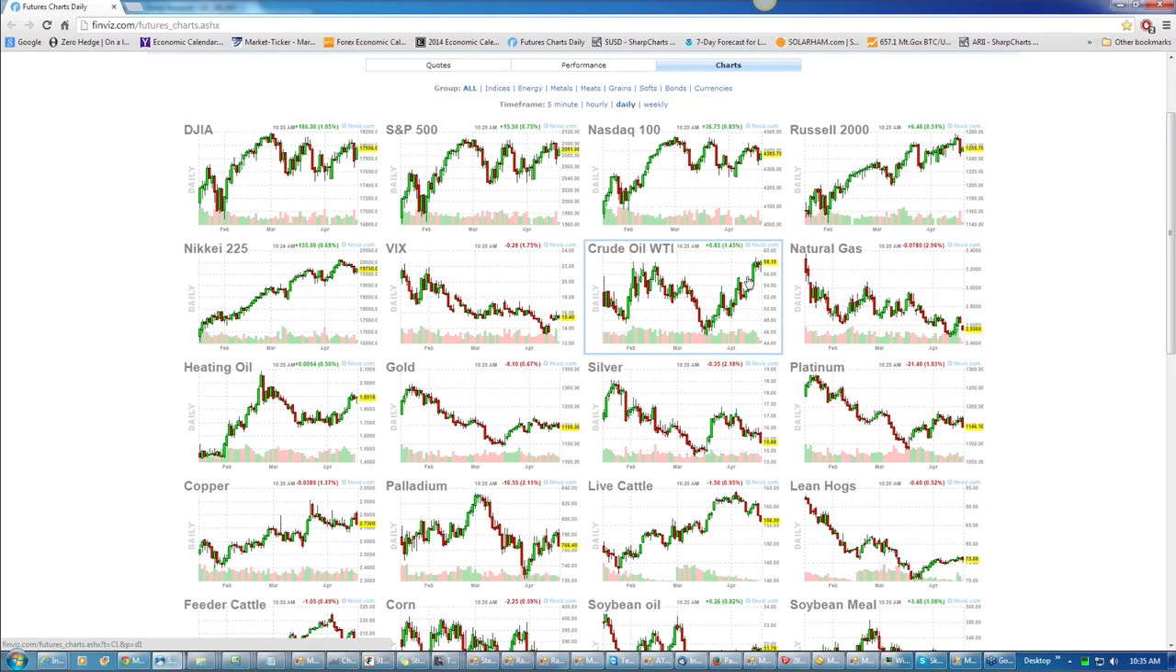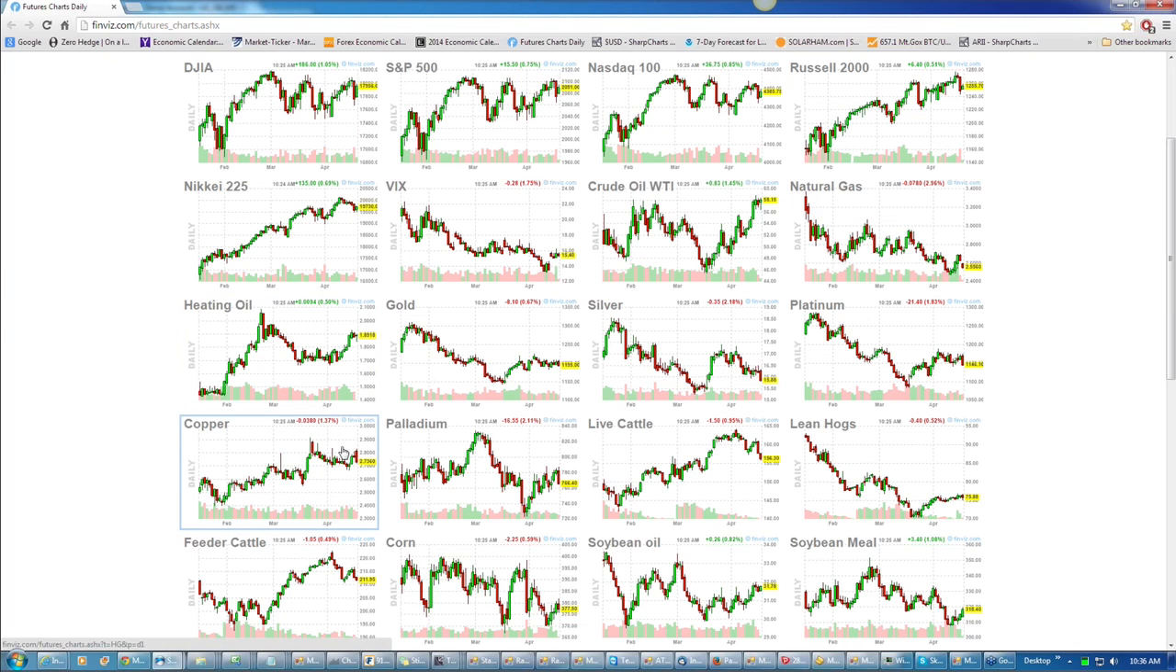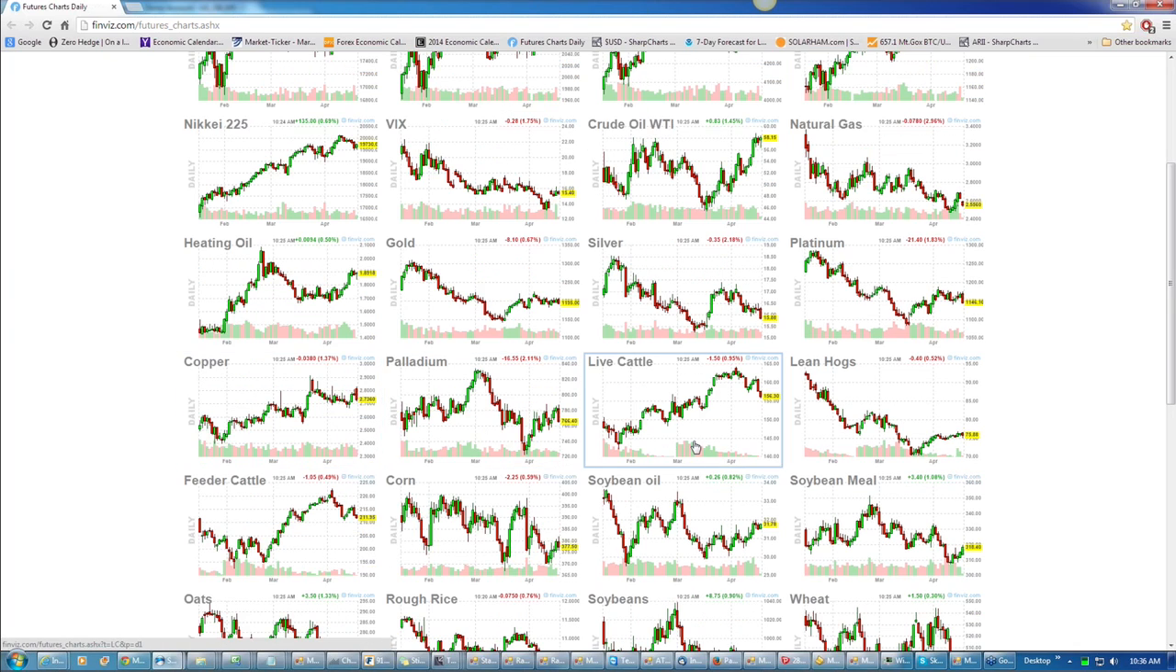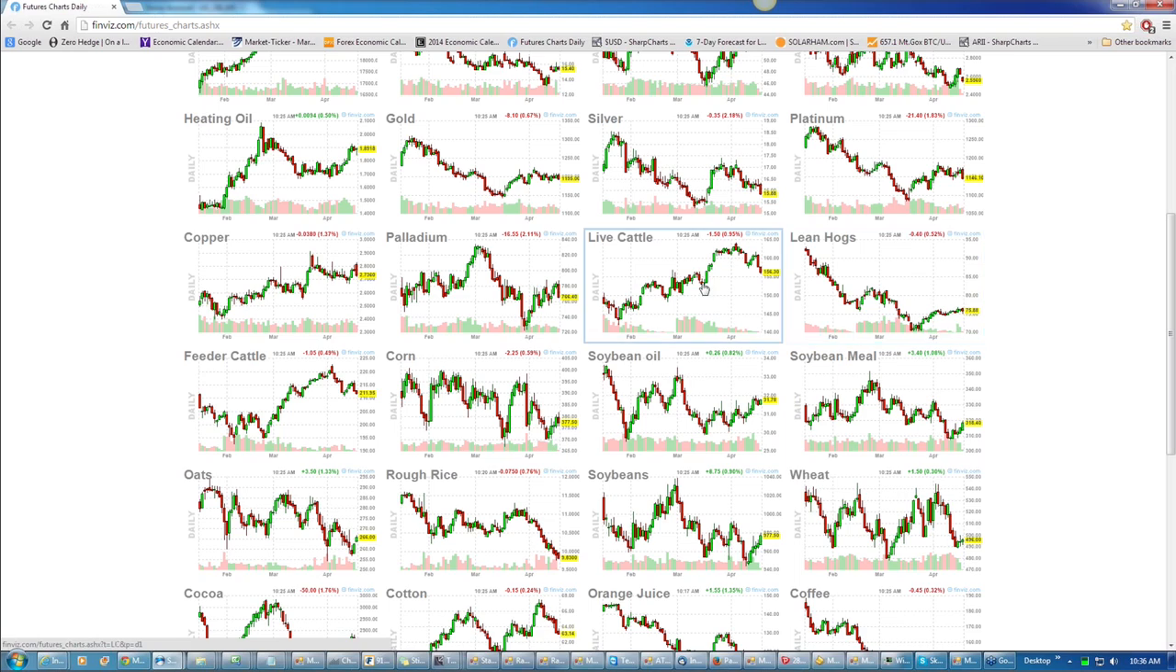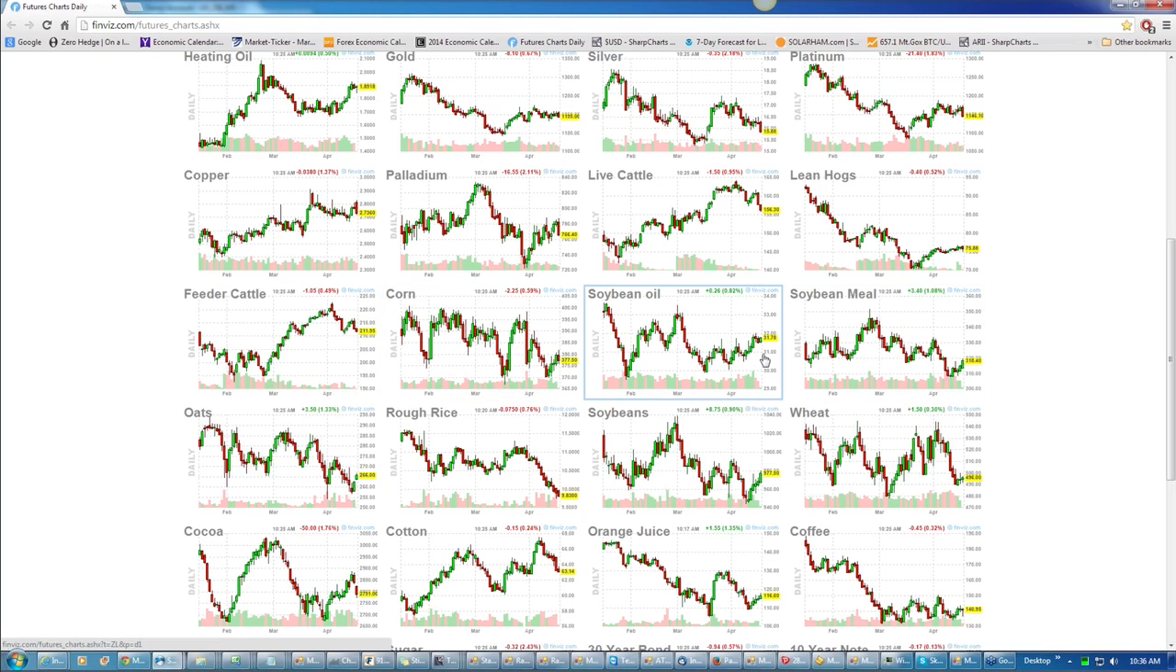You can see the crude. These are daily charts, by the way, so it's a real good snapshot of getting a feel of all the markets and how they're all interconnected. Although metals are kind of back into their downtrend. Meats are down or rolled back over again. Grains are kind of bottoming.